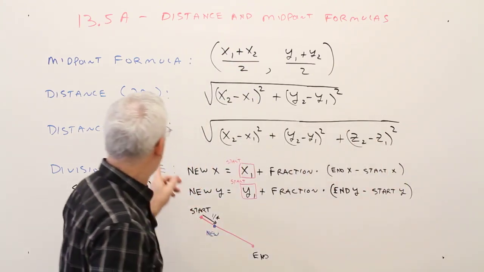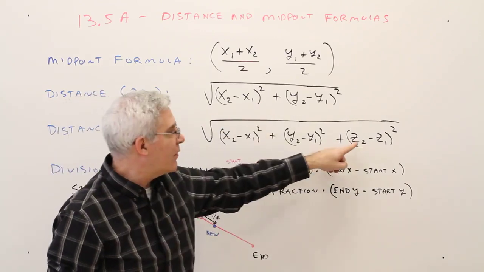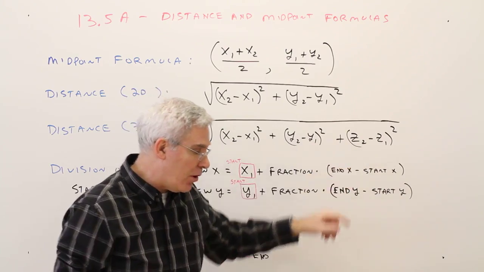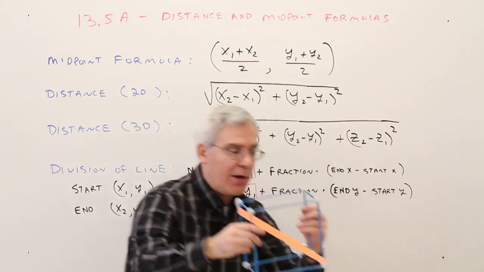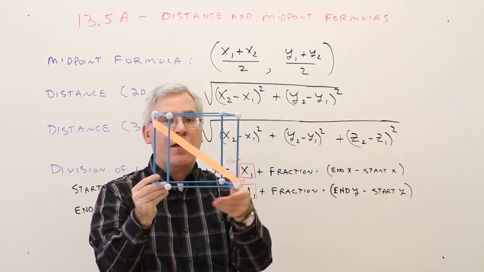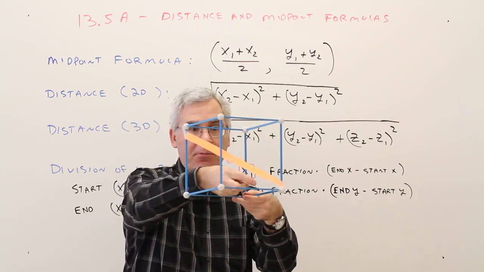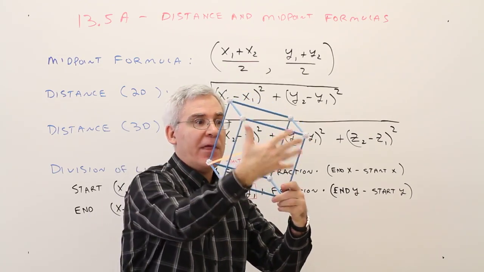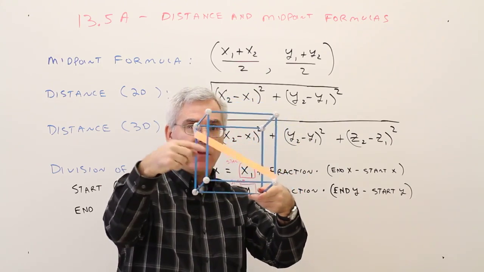So in 3 dimensions, it's just like 2 dimensions, except we add that third component, the z2 minus z1. And just to show you what that could look like, this would be a 3-dimensional distance going across here. If I had just something in a plane, that would be 2 dimensions, but this is 3.